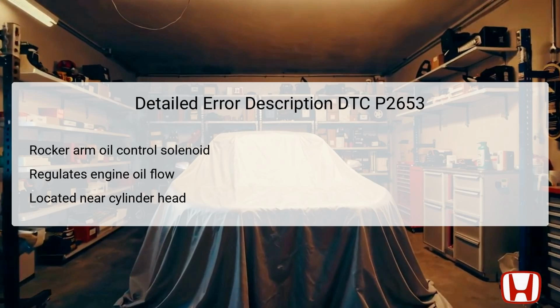The solenoid receives electrical signals from the PCM to either open or close, thus controlling the oil flow to the rocker arms. If this circuit is compromised, it may lead to suboptimal valve timing, resulting in poor engine performance or increased emissions. Recognizing this code allows technicians to determine the exact functioning of related components, an essential step in ensuring the longevity and reliability of the vehicle's engine.